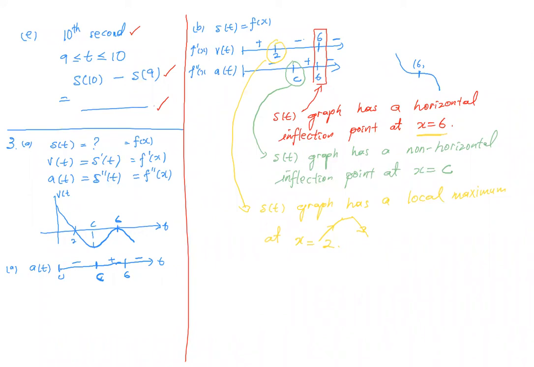How do you know the horizontal inflection point is at 6? Because it appears in f prime x, it also appears in f double prime x. That means f prime 6 is equal to 0, so this is stationary. And f double prime 6 is also equal to 0, so this is inflection. So those 2 conclusions give me a horizontal inflection.